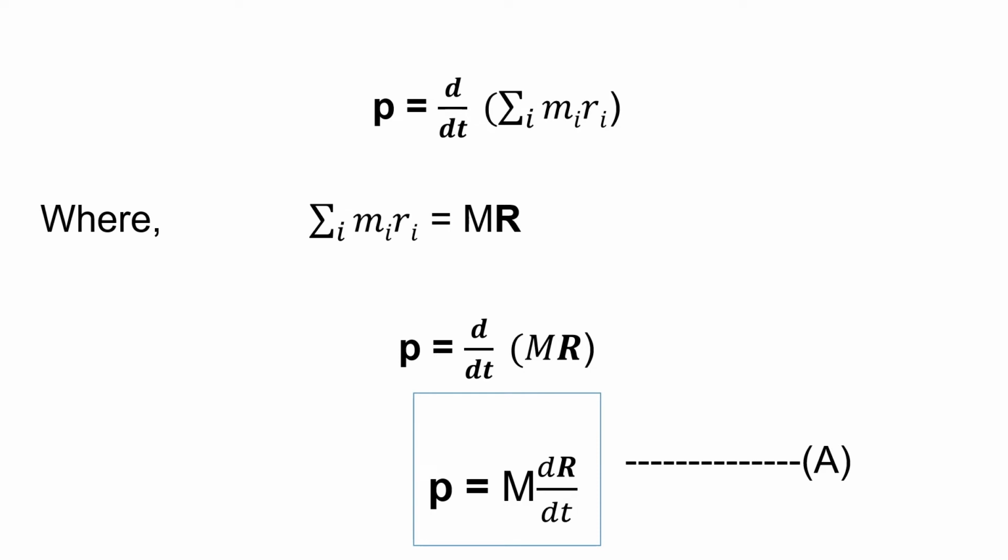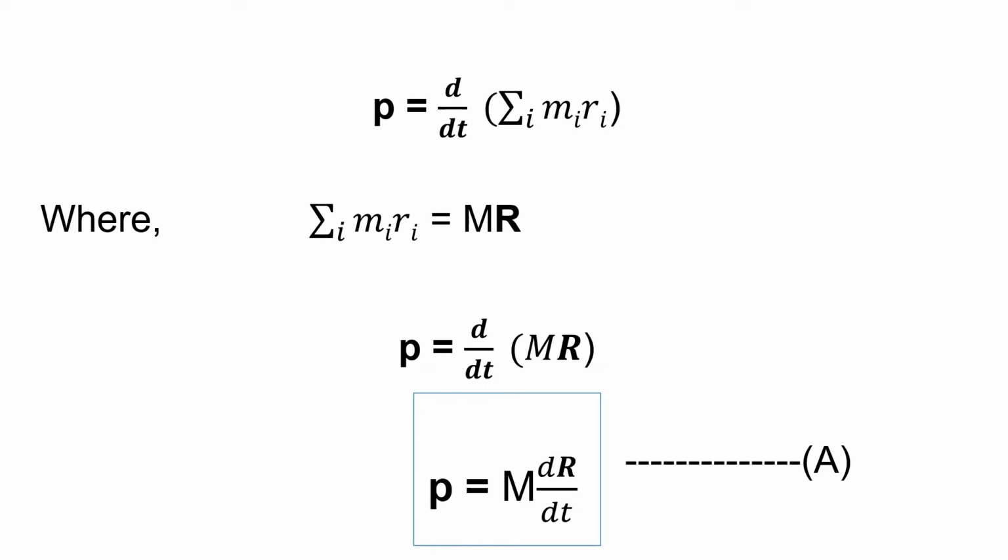We have written before that mass is constant. We can write it inside the differential and outside the differential as well. So the equation becomes p equal to d by dt of the summation over i of mi ri. And then we know from the previous equation that the summation of mi ri, that is, the sum over all the particles of the product of mass and position vector, will be equal to M capital R.